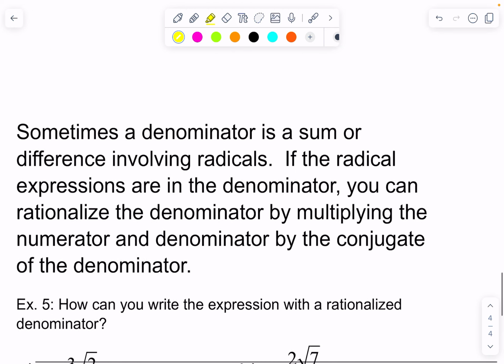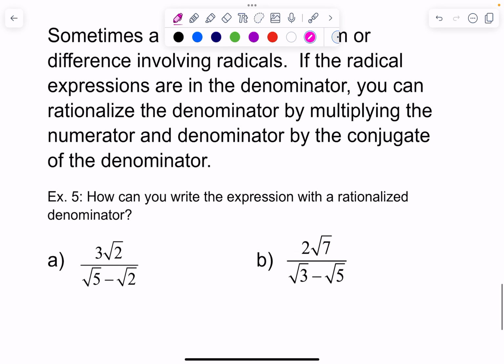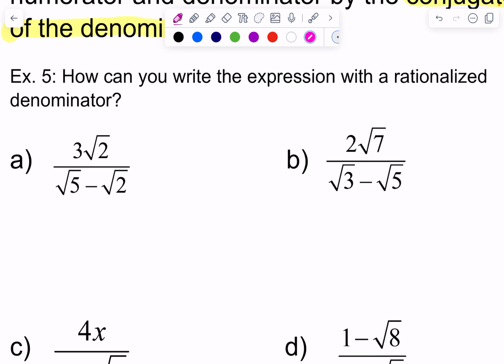Let's practice. Sometimes the denominator is a sum or difference involving radicals. If the radical expressions are in the denominator, you can rationalize the denominator by multiplying the numerator and denominator by what we just learned, the conjugate of the denominator. For example, I want to go ahead and rationalize this because I cannot have radicals in the denominator. So I'm going to multiply by the conjugate. And I find the conjugate by simply changing the sign of the second term.